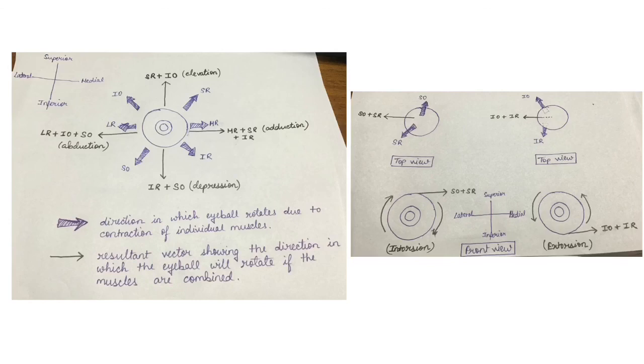So for intorsion or extorsion, these are torsion movements for which the force should be applied away from the center. So the first figures, the top view figures, show the resultant vectors. First, the superior oblique and superior rectus which act upwards, and the inferior oblique and inferior rectus which act downwards. So the superior oblique and superior rectus bring about intorsion, and the inferior oblique and inferior rectus bring about extorsion.